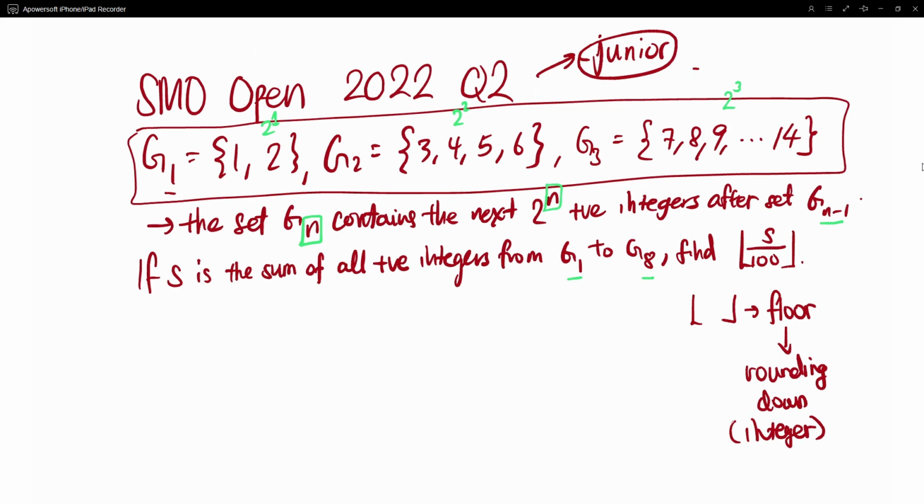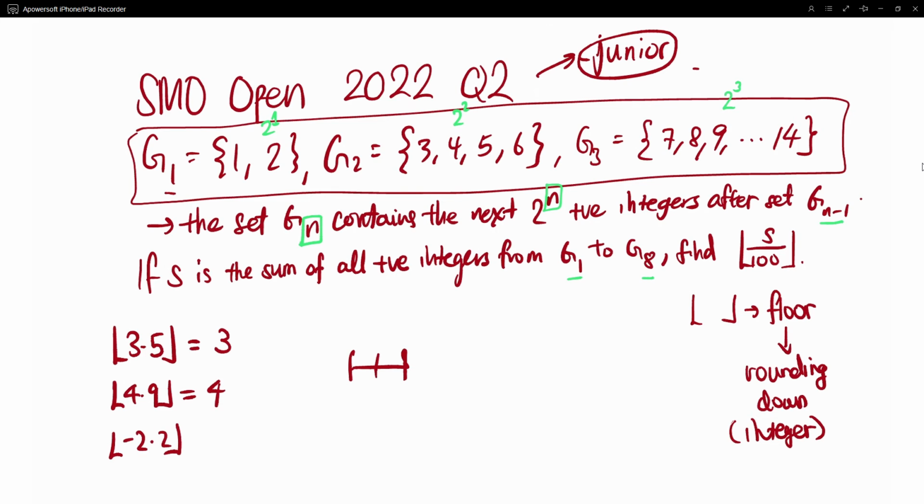So say if you have a floor of 3.5, and that's simply 3. If you have a floor of 4.9, that's simply 4. If you have a floor of a negative number like negative 2.2, just look at your number line. So this is negative 2.2, this is negative 2, this is negative 3. We round this way, so it's simply negative 3.